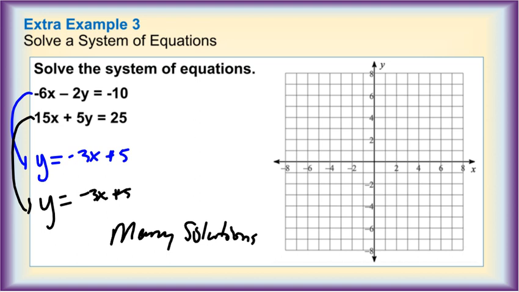But to prove it on a graph, I'll do the black one first. So I put 5, go down 3 to the right one. And then the blue one, put a point at 5, down 3 to the right one, down 3 to the right one. Draw my line. They're the exact same line.